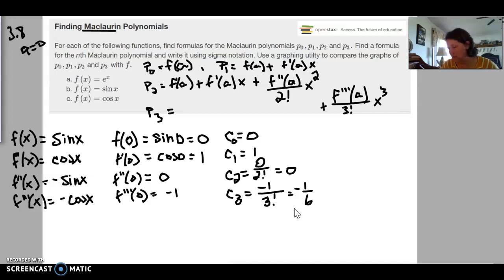Okay, so now let's go ahead and look at what each one of those polynomials will be. So p sub 0 is going to equal just our coefficient, which is 0. So p sub 0 is 0. P sub 1 is equal to all of p sub 0, which is 0, plus our coefficient 1 times x to the first power. So simplifying all of that, we'll get just x.